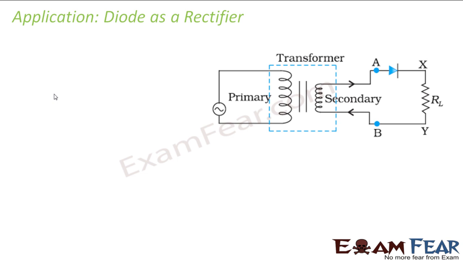How does a diode act as a rectifier? Before knowing that, we should know what a rectifier is and what it does. A rectifier is basically a device which converts a bidirectional signal into a unidirectional signal. For example, an AC input voltage is bidirectional, it has positive half cycles as well as negative half cycles, but the output which you will get from this rectifier will be in one direction. So that is a rectifier.